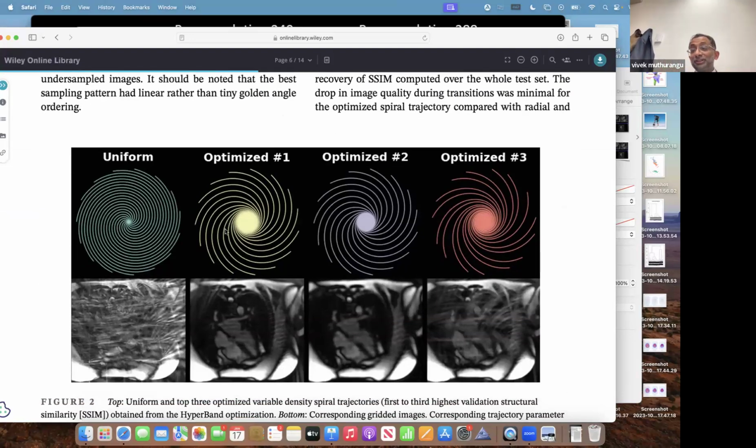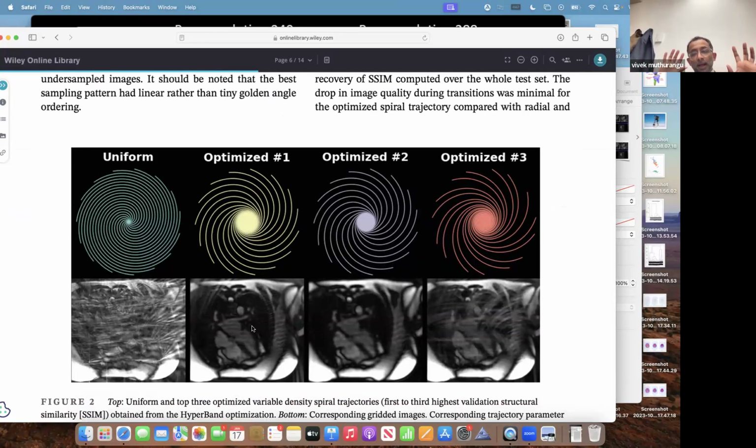So let's look at some of these optimized trajectories, because this was not what we were expecting, and it's quite interesting. These all have about the same temporal resolution, about 55 milliseconds. Uniform, and you can see the gridded image is pretty horrific. Loads and loads of aliasing artifact. And then these are all the optimized ones. And what you can see with all of the optimized ones is they're heavily sampled in the middle and they're sparsely sampled out in the outer regions.